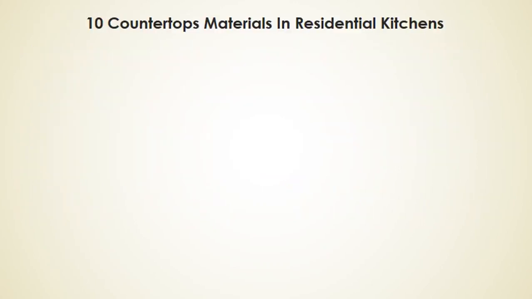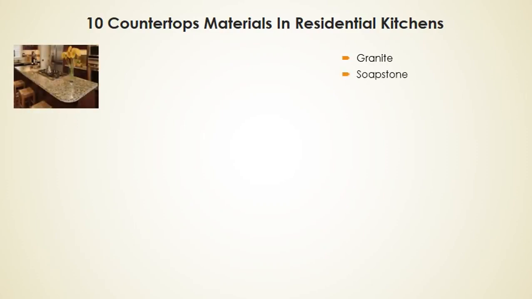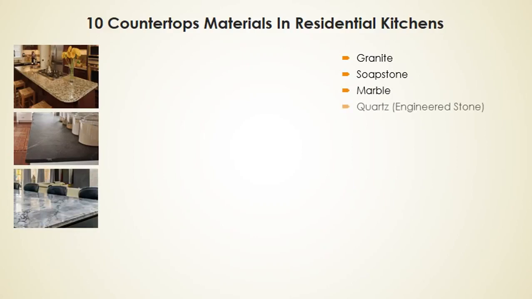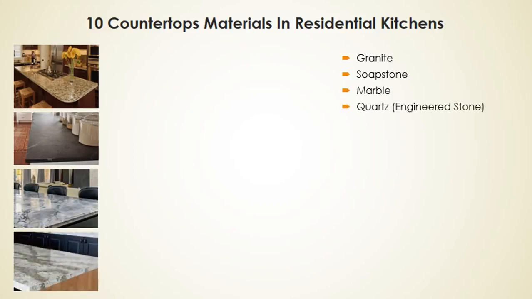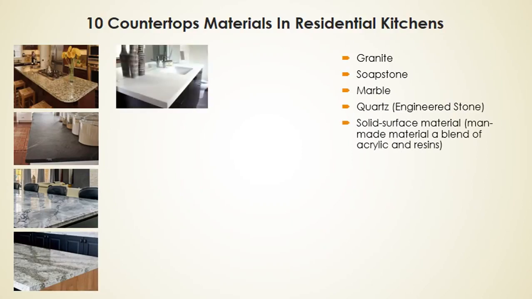Then we have 10 countertop materials that are mostly used in residential kitchens or our homes. Granite, soapstone, these are the natural materials. Marble. Quartz is an engineered stone, meaning that it is man-made. Then solid surface material, it is also man-made. It is a blend of acrylic and other resins, very popular these days.